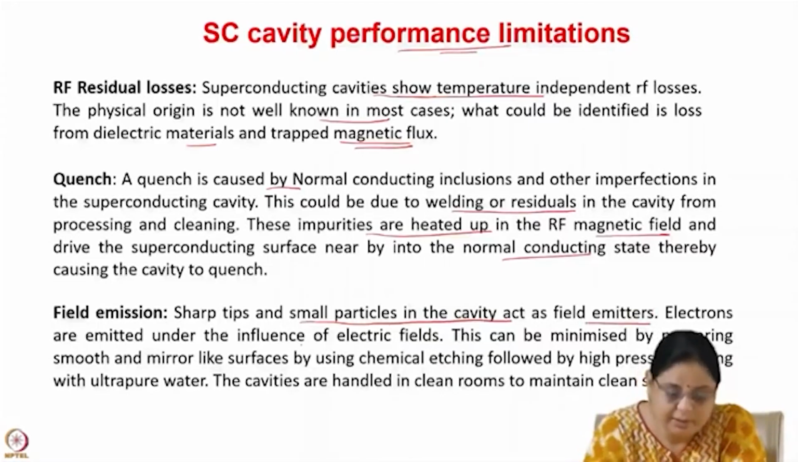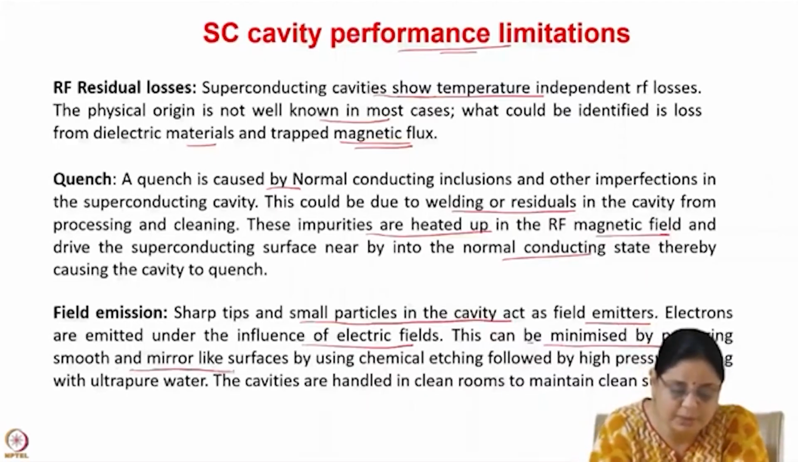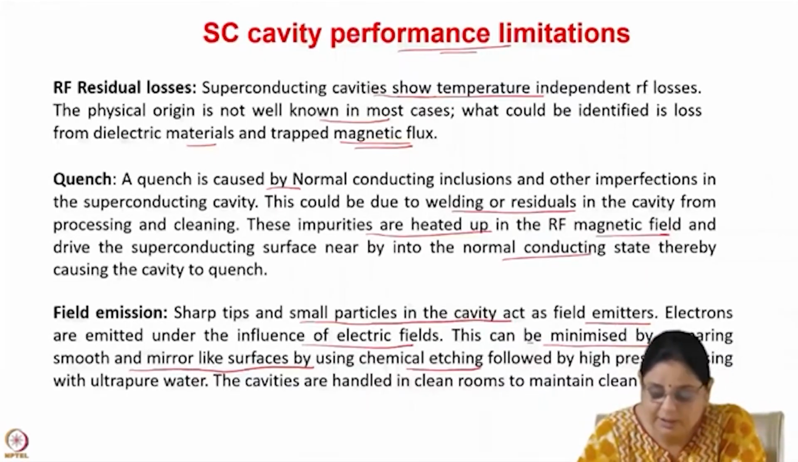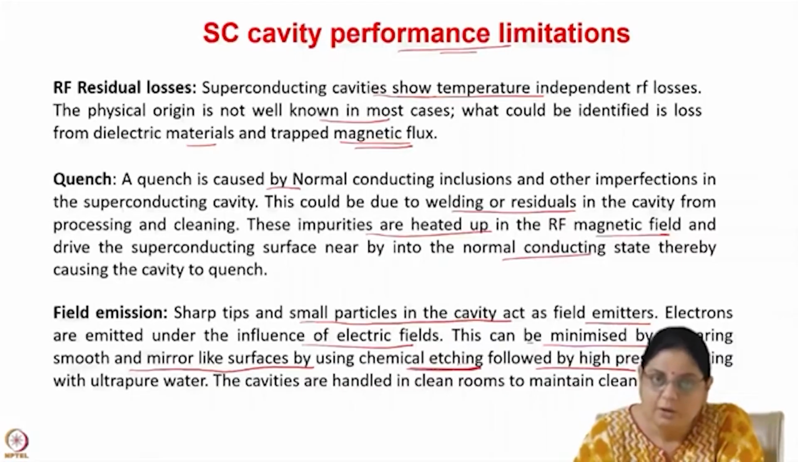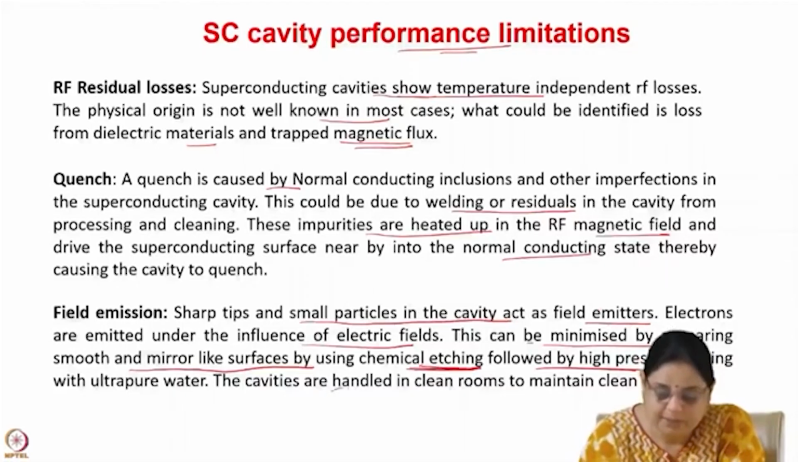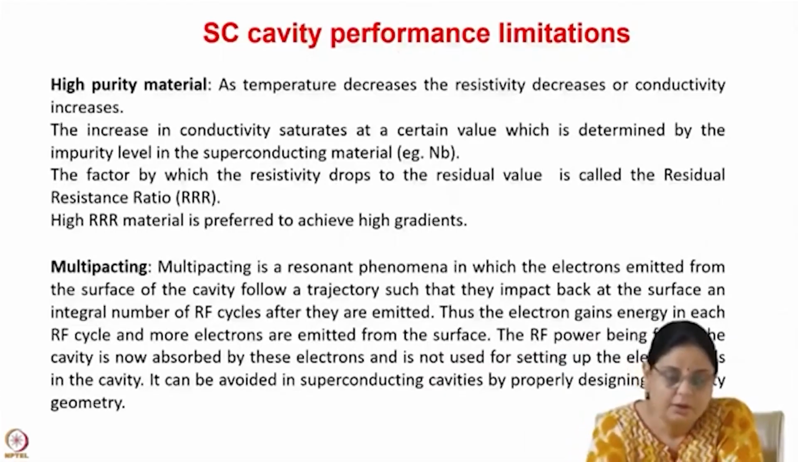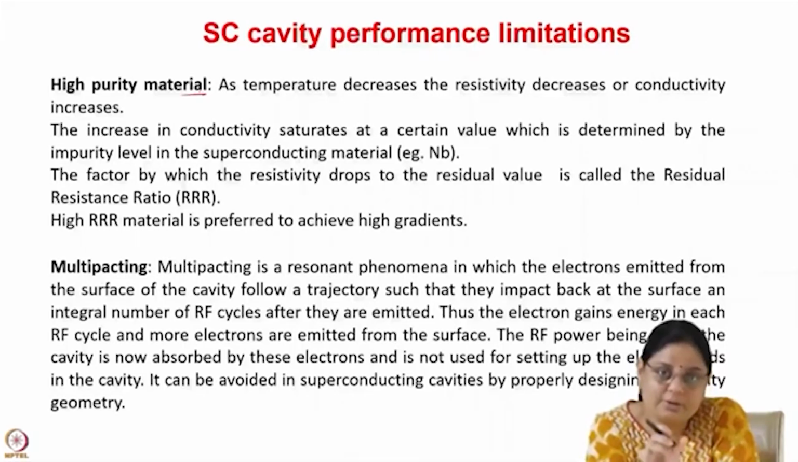The electrons are emitted under the influence of electric fields, so they can be minimized by preparing smooth and mirror-like surfaces by using chemical etching followed by high pressure. You can use electropolishing or chemical polishing to get a good surface finish, and then do a good high pressure rinsing with ultra pure water to clean the surface. The cavities are then handled in clean rooms to maintain the surfaces clean.